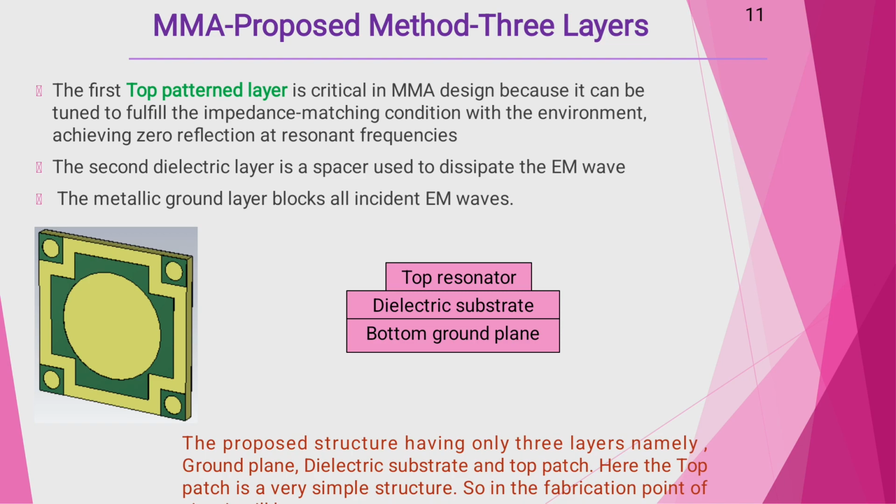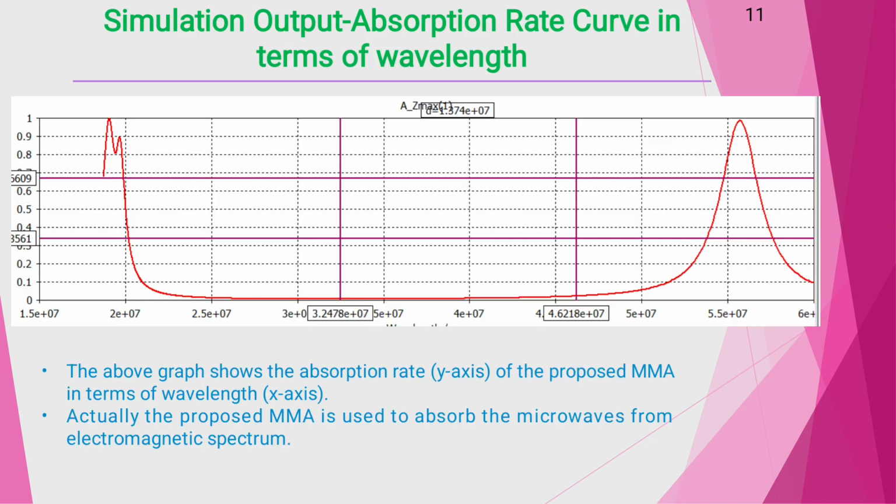And the metallic ground layer blocks all the incident electromagnetic waves. The second dielectric layer is a spacer used to dissipate the electromagnetic wave. So this picture shows the output absorption rate curve. We are going to design the metamaterial absorber. The name itself means we identify the absorber. It gives the absorption rate, right? So how much absorption rate we achieved from that absorber is analyzed from this graph.